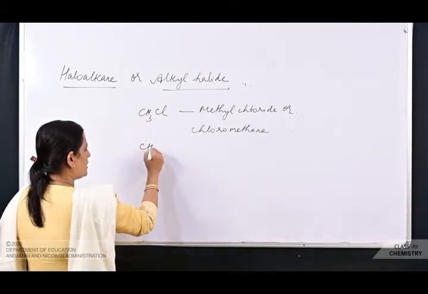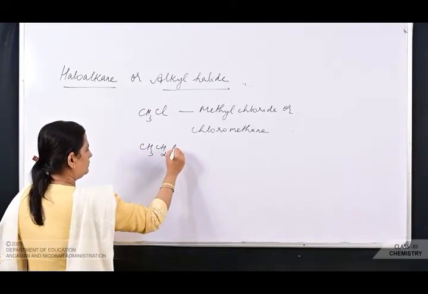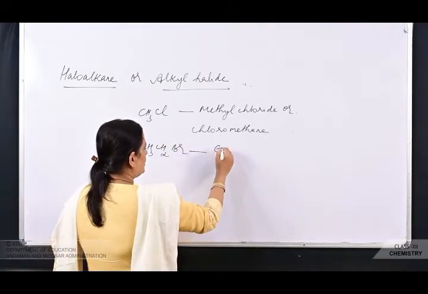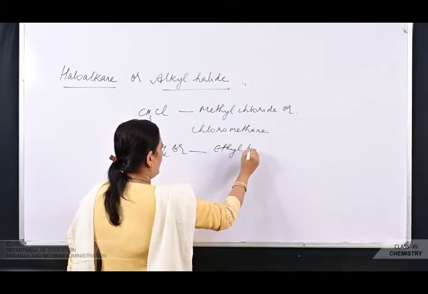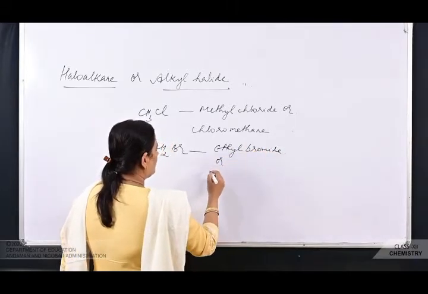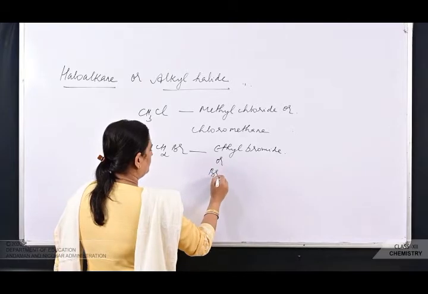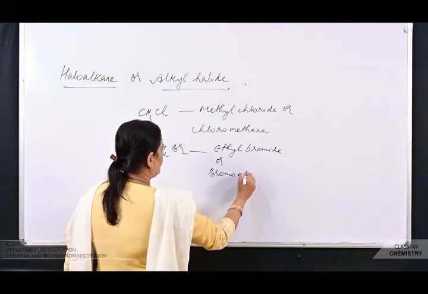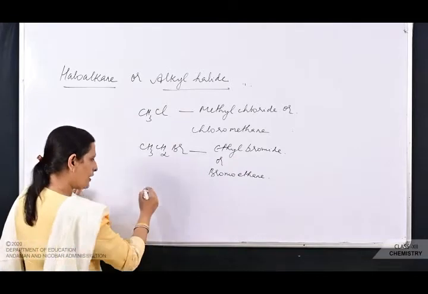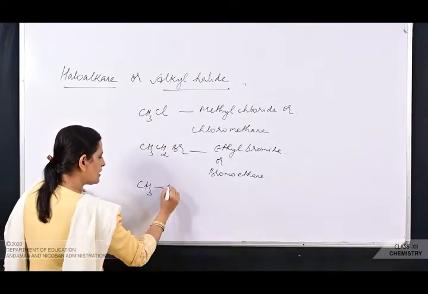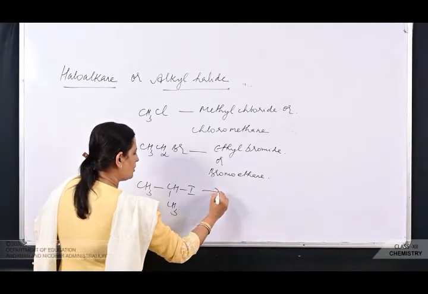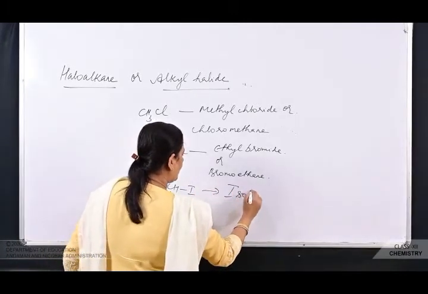Now CH3CH2Br. This is also haloalkane or alkyl halide. Its name is what? Ethyl bromide. Our IUPAC name will be what? Bromoethane. Now next one more I'm going to write. CH3CHICH3. This one's common name is what? Isopropyl iodide.